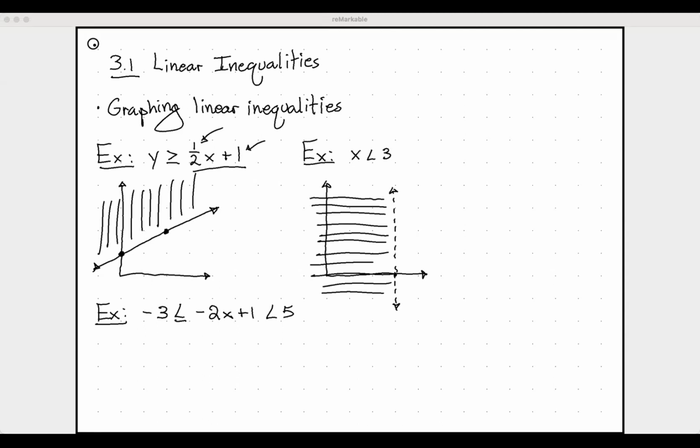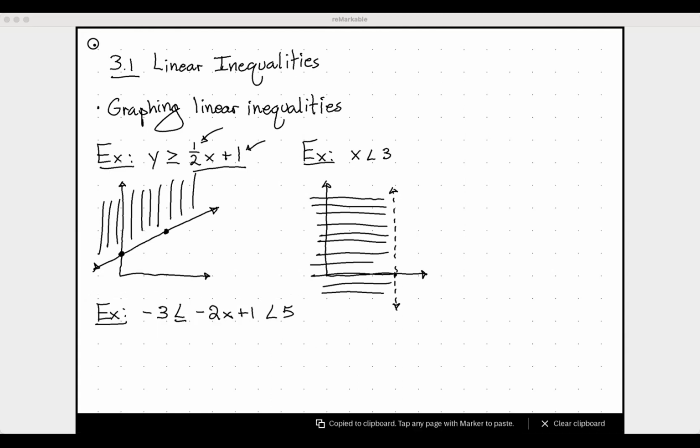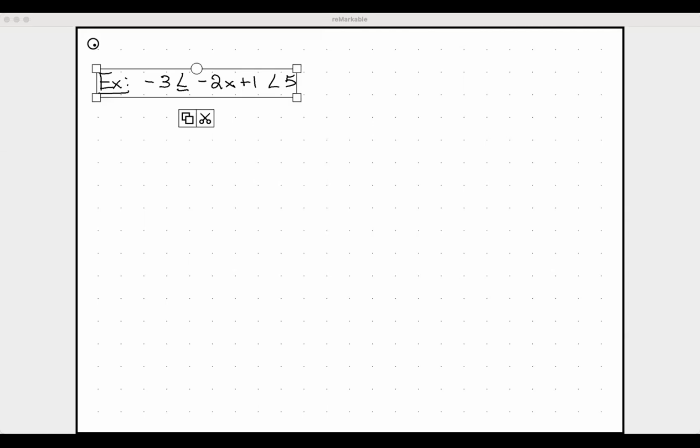Let me move my notes forward here as well. I probably need to do this on the next page, so bear with me here. Copy, and we'll go to the next page. All right.